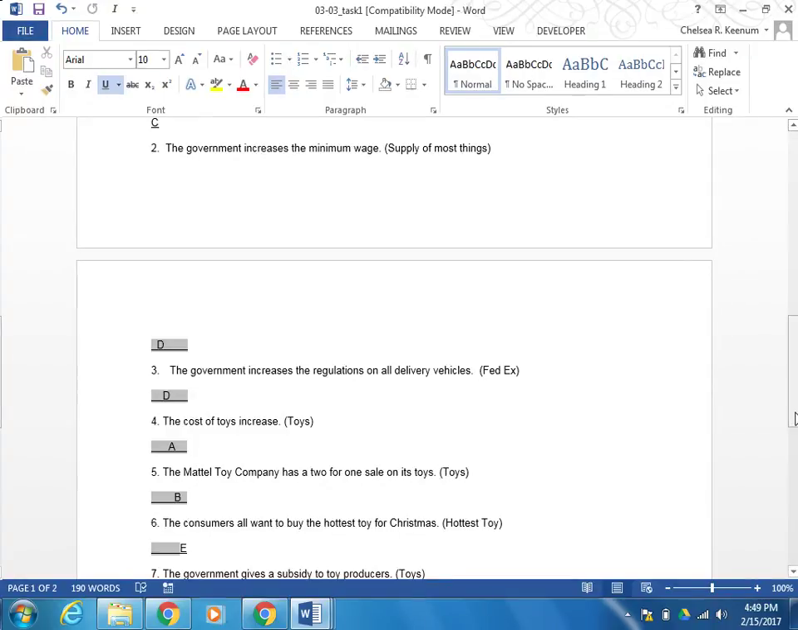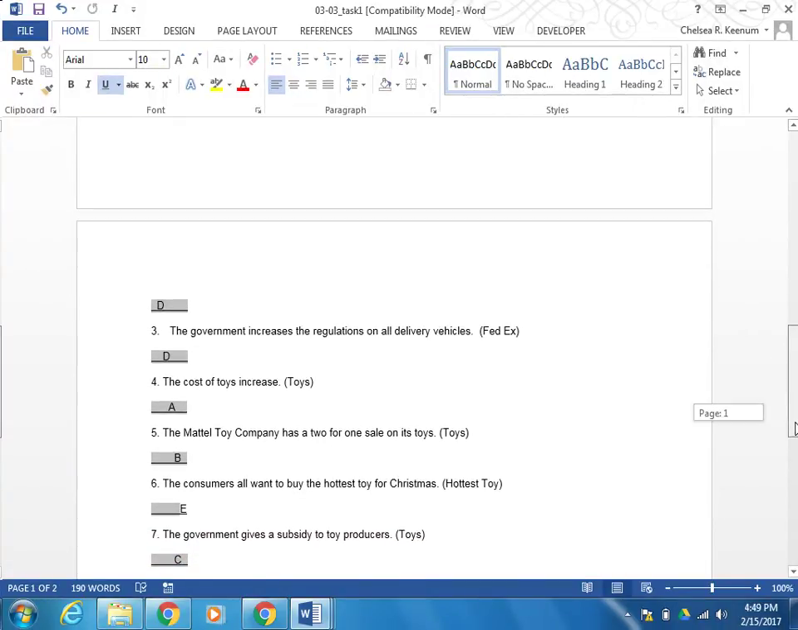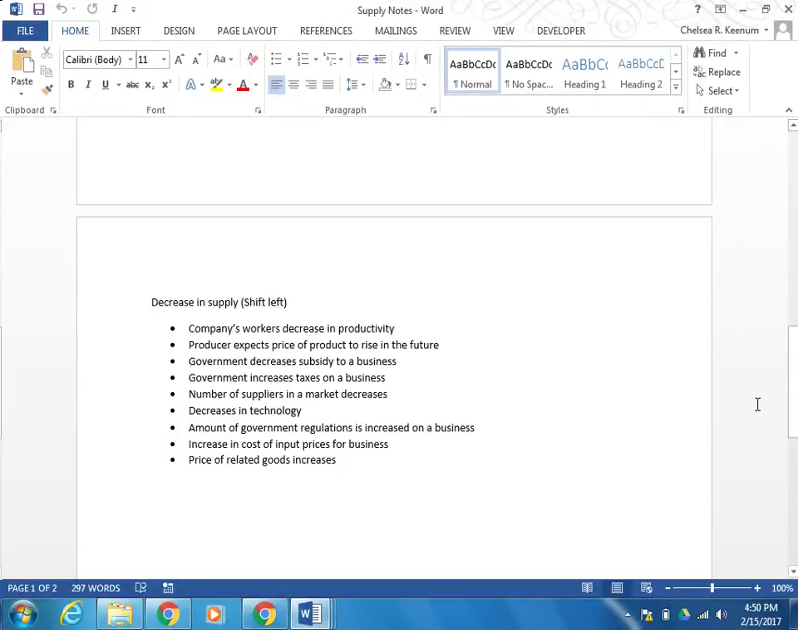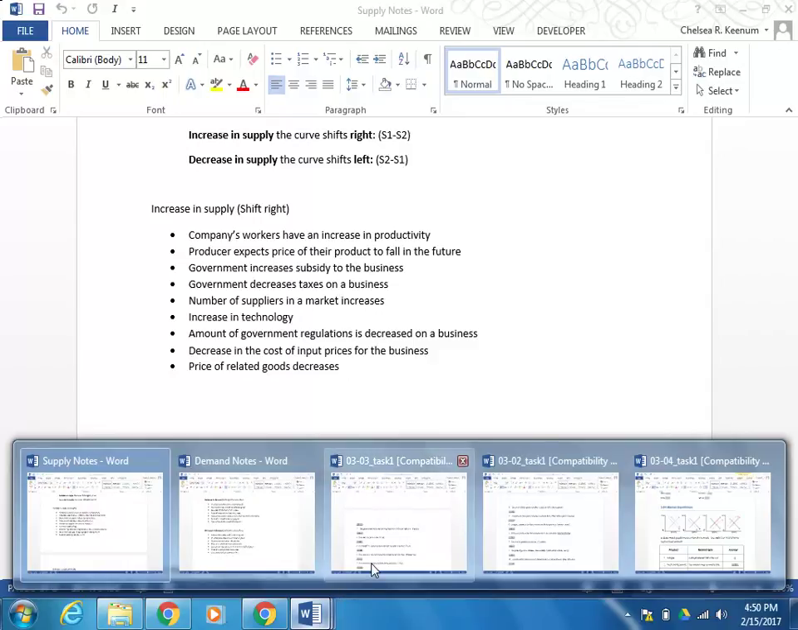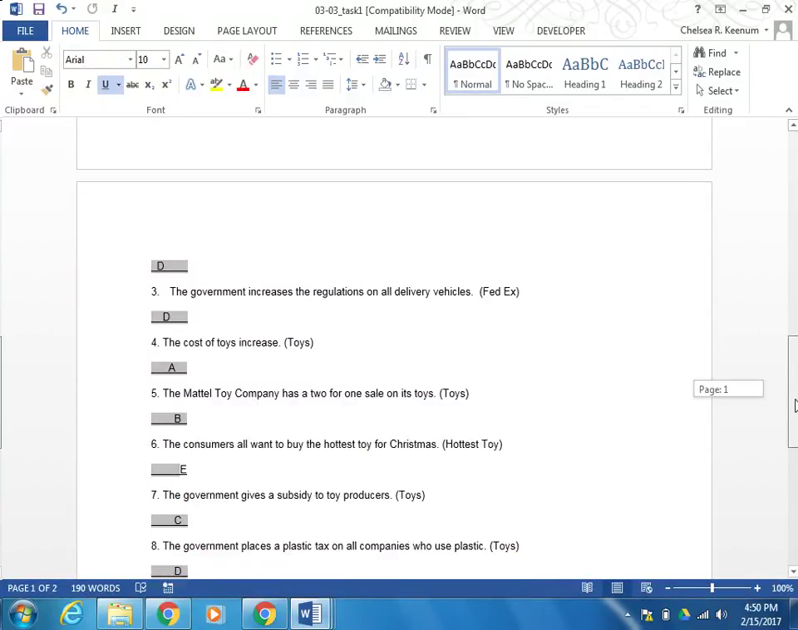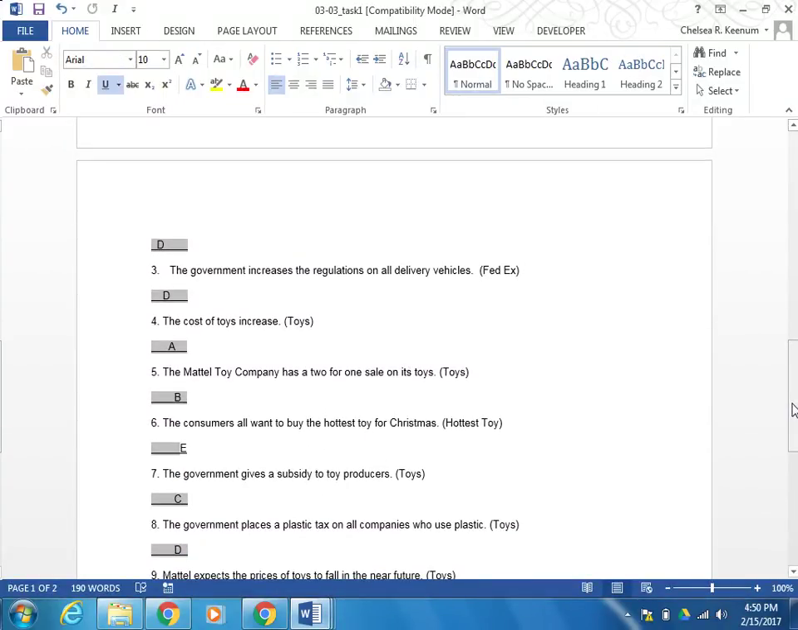Mattel expects the prices of toys to fall in the near future. That one is going to be C. It is going to cause an increase, a shift to the right. And the reason why, you got to go back and look at your notes. Okay. Increase in supply, shift to the right, and occurs when a producer expects the price of their product to fall in the future. They want to supply as many as they can now so they can make more money. Because in the future, toys aren't going to be as much money, so they're not going to make as much. So that's why they're trying to get more toys out now so they can sell them at a higher price.